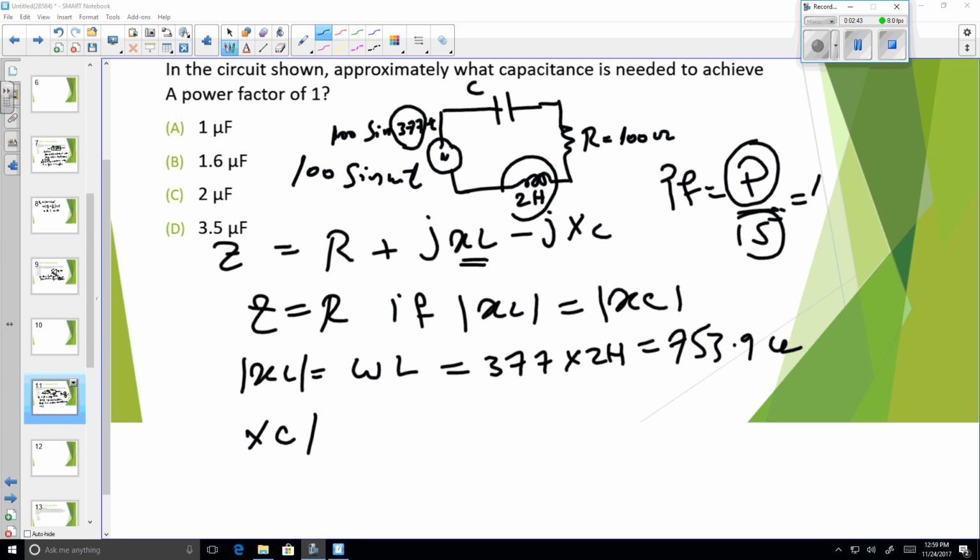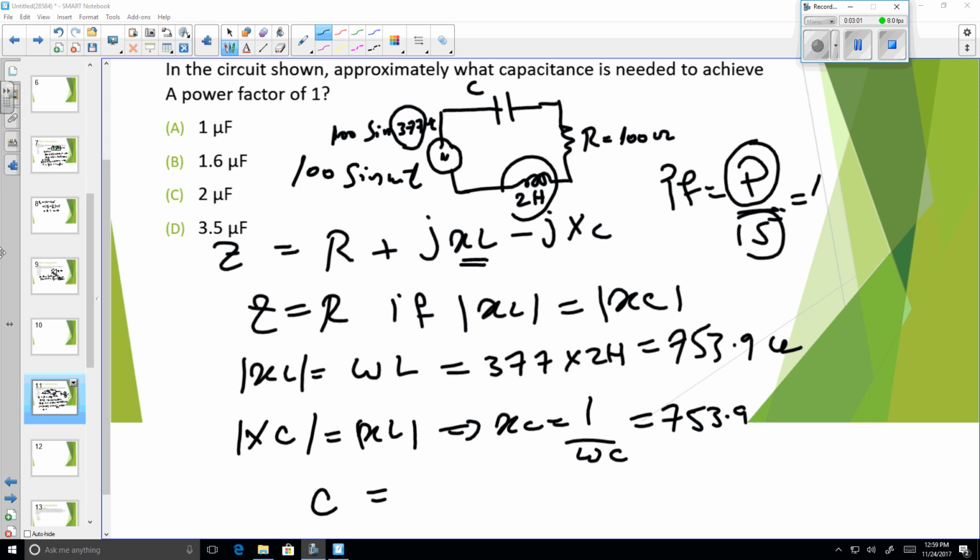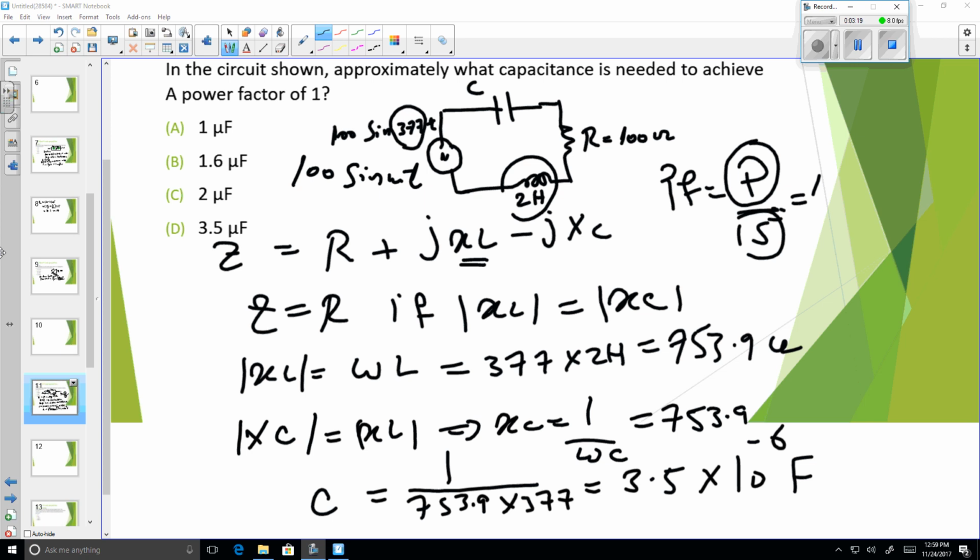Now since XC equals XL, and XC is 1 over omega C, that equals 753.9. If you substitute omega as 377, that means C equals 1 over 753.9 times 377. So that would be 3.5 times 10 to the minus 6 farad, or 3.5 microfarad, which is clearly the answer number D.